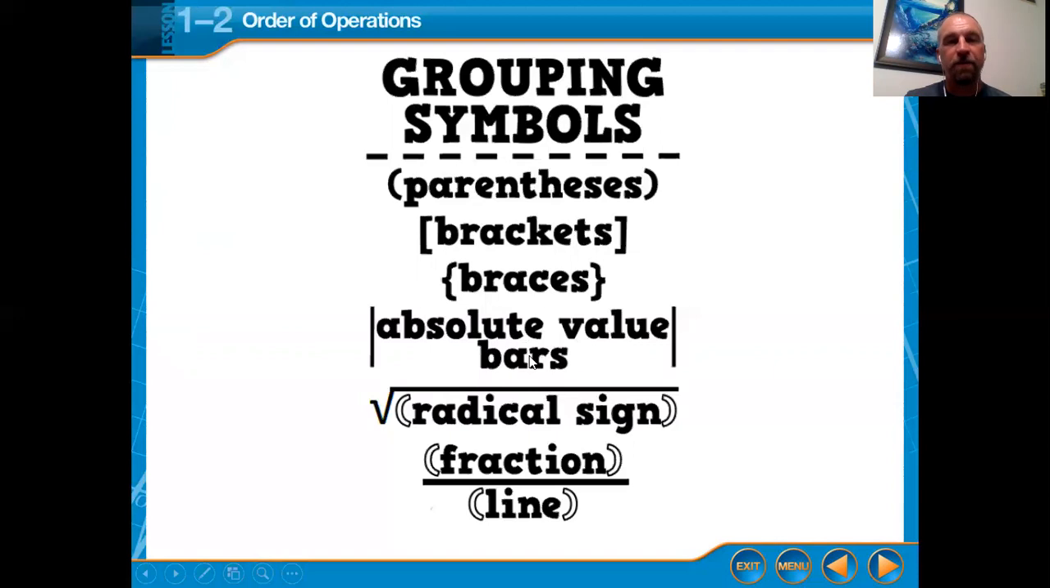Absolute value bars. They don't have a name. I one time asked a college professor, what are the absolute value bars called? And he said, absolute value bars. And I said, oh, great, thanks.